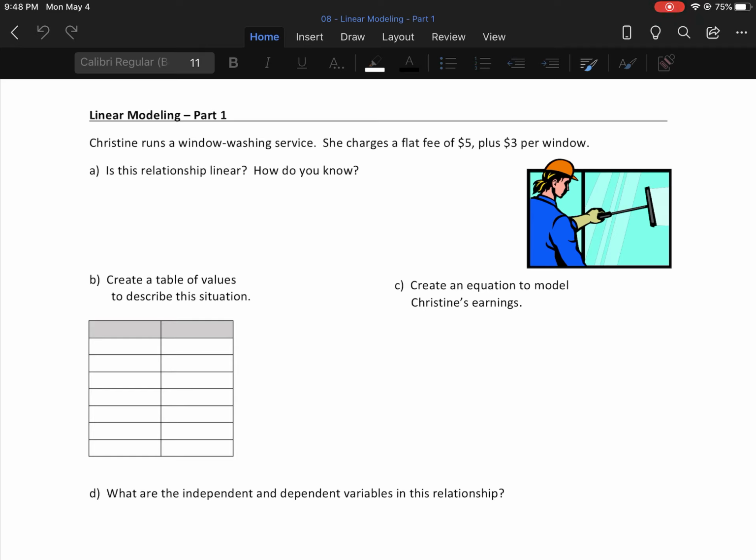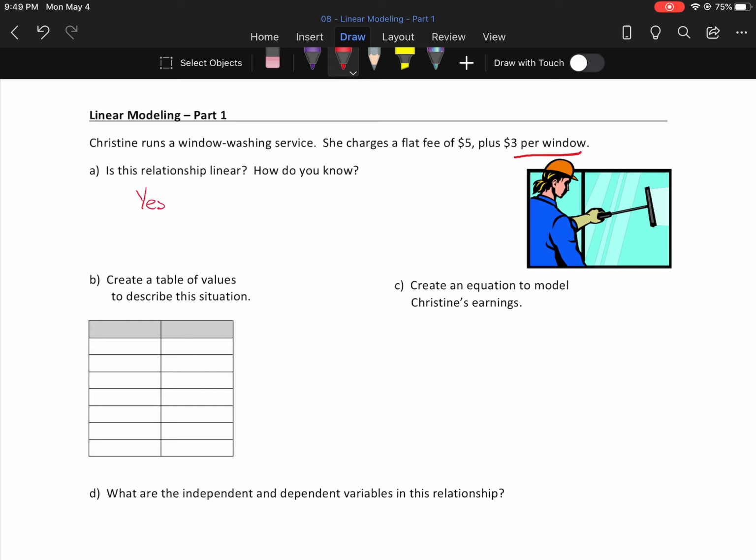And if you don't like that, think about it if you were a window washer. You'd want some money to pay for your time and your gas money to get there. And that's what these flat fees are all about. So is this relationship linear? We're now using some better linear relationship vocabulary here because it's asking about it right off the bat. And this part that says $3 per window, that really indicates that it's going up by the same amount every single time. So if it's going up by $3 each window, then yes, this relationship's linear.